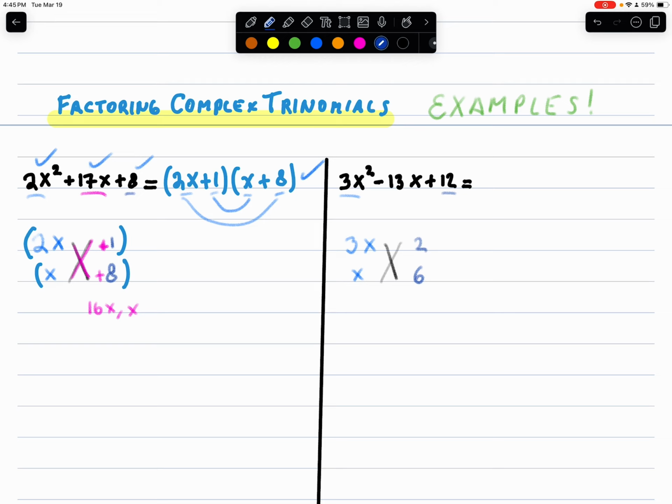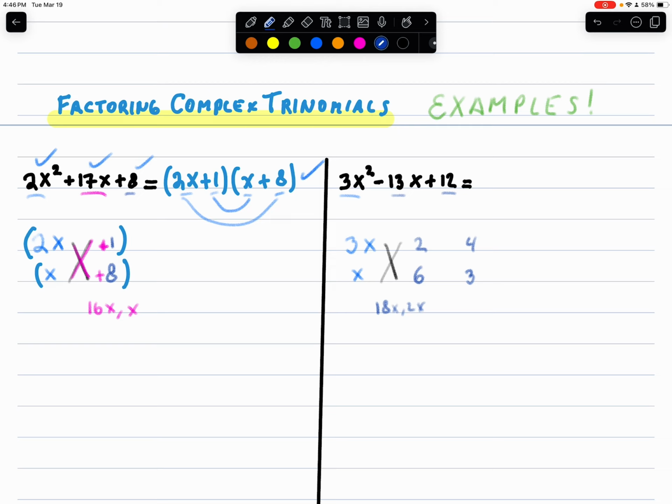When I cross multiply, I get 18x and 2x. With 18x and 2x, can I make 13? Oh, no, I cannot make that negative 13. Therefore, this didn't work out. All right, that's okay. What about if I try 4 and 3? Well, I cannot put the 3 on top, so I'm going to put the 4 on top. 4 and 3. With 4 and 3, let me move these guys over just a little bit. With 4 and 3, can I make negative 13?